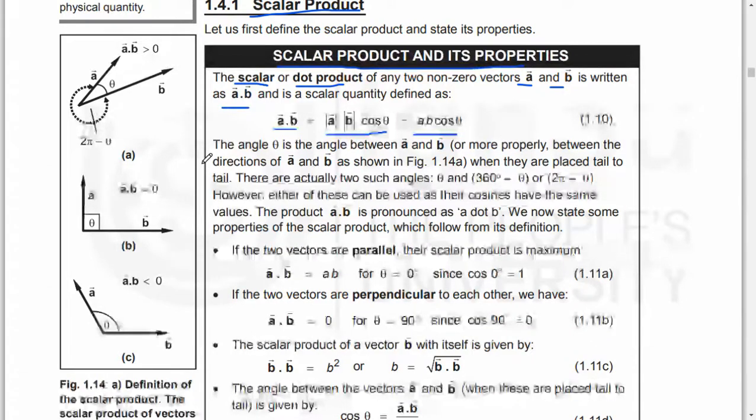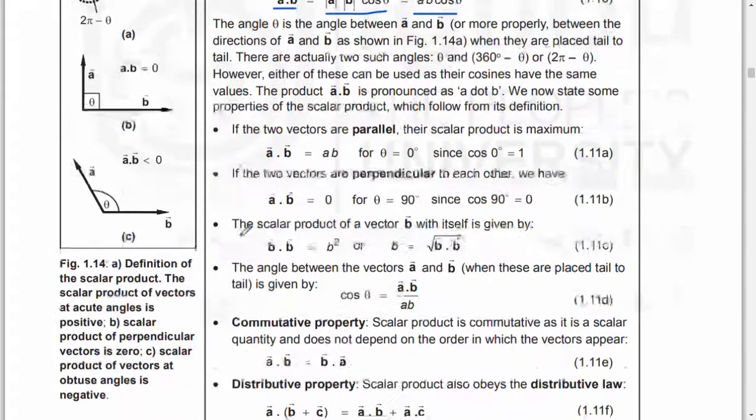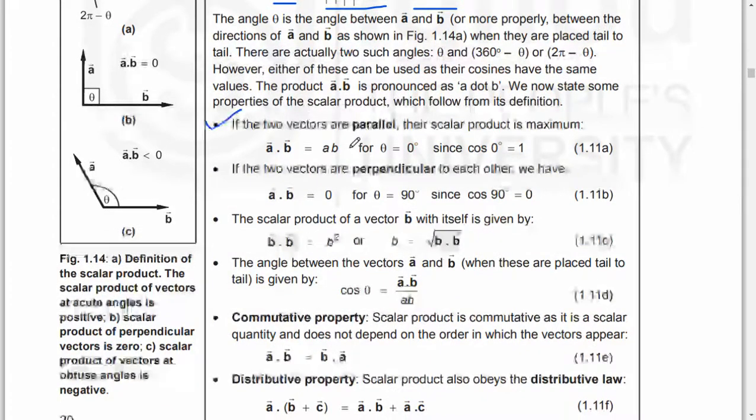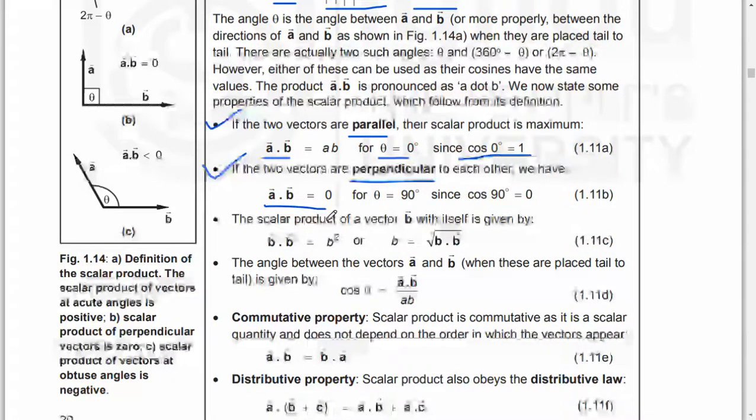When they are placed tail to tail, there are actually two such angles, theta and 360 degrees minus theta, or 2 pi minus theta. However, either of these can be used as their cosines have the same value. The product A dot B is pronounced as A dot B. We now state some properties of scalar product which follow from its definition. If the two vectors are parallel, their scalar product is maximum. A dot B equals AB for theta equal to 0 degrees, since cos 0 degrees equals 1. If the two vectors are perpendicular to each other, we have A dot B equal to 0 for theta equal to 90 degrees, since cos 90 degrees equals 0.